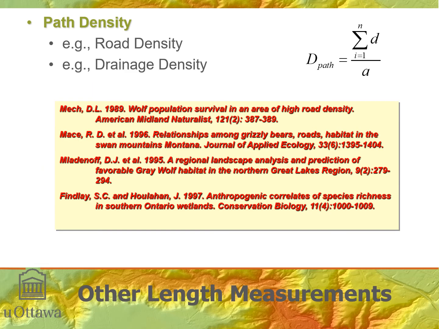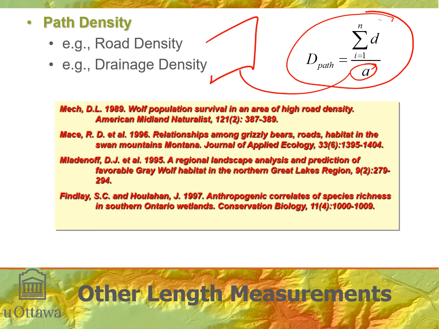The general idea then is one of path density. So path density being how much length there is per unit area. So it's simply the sum of distance over A. So how much path there is within a region. So A obviously means you have to do this within a region of some sort. And you would look at the total length of the network in there, divided by the area.